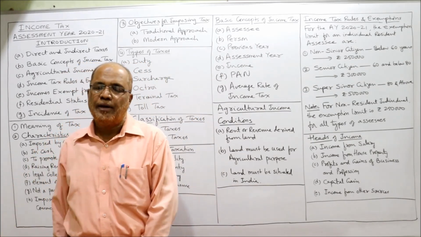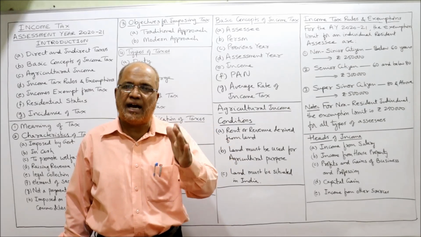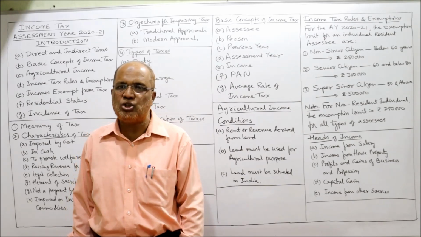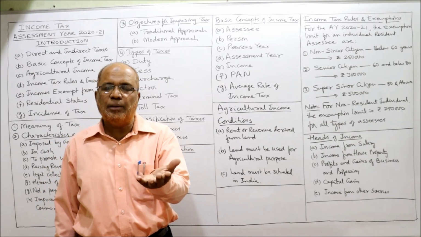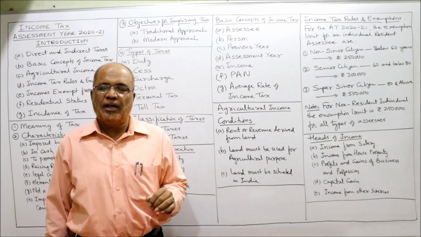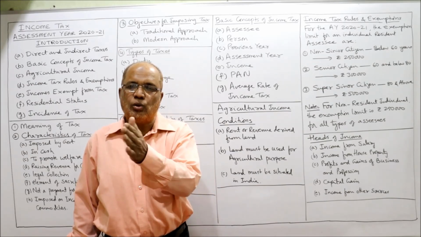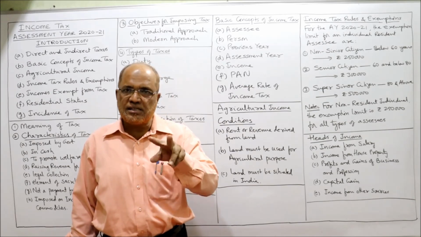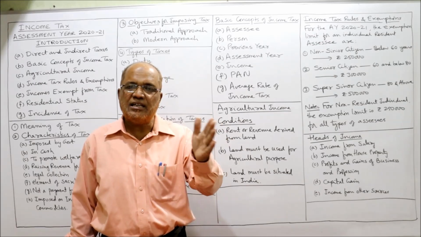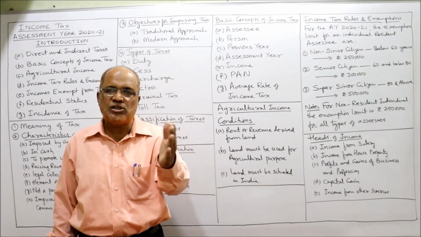Then we have previous year. A previous year means a period of 12 months immediately preceding the assessment year. It begins from 1st April and ends on 31st March of the next year. The income earned in the previous year is chargeable to tax in the assessment year. For example, the current assessment year is 2021, 1st April 2020 to 31st March 2021. For this assessment year, the immediately preceding 12 months are 2019-20. So we can say the current previous year is 2019-20 and the current assessment year is 2021.